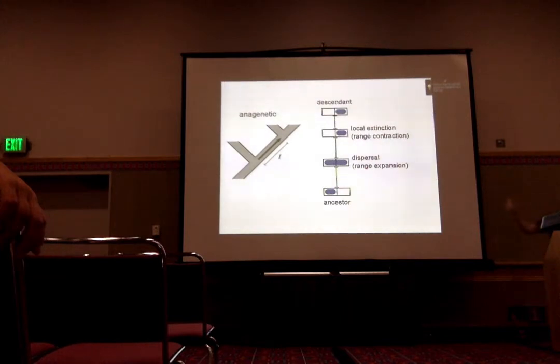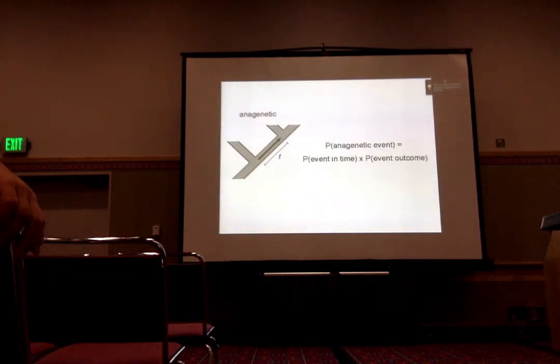So just to go into more detail, the anagenetic process is very well understood. It's just a continuous time Markov chain of discrete events of dispersal, range expansion, range contraction, in which the probabilities of events are time dependent. It's all very well behaved statistically. And you can think of it this way: the probability of any anagenetic event along a branch of the tree is the product of two probabilities. The probability of the event occurring in time, and the probability of the outcome of that event, right? So you multiply two numbers less than one, and you're going to get a smaller number.